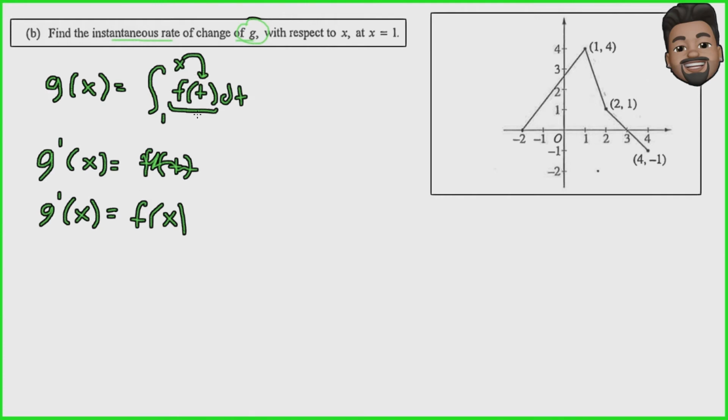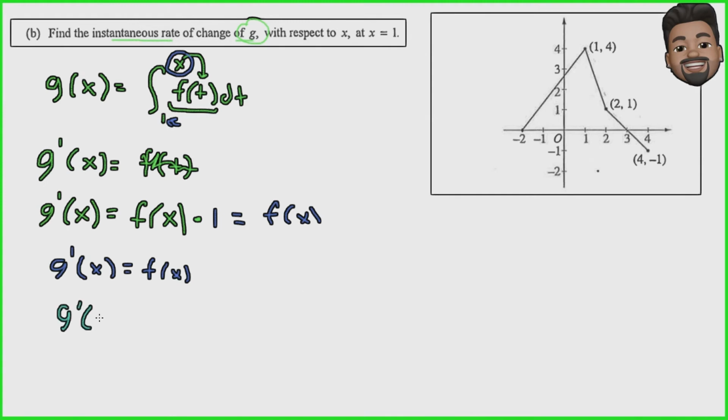So we plug this back in here times, don't forget, the second fundamental theorem of calculus always says that we have to take the derivative of this upper bound. We don't have to worry about this bottom bound because the bottom bound is 1. When we plug in 1, it's just a number, but this is a variable. Well, what's the derivative of x? The derivative of x is 1, so times 1. In this case, because it's a 1, we don't have to worry about it, so it's just f of x. So now we have g prime of x is equal to f of x. Now we can finally plug in 1. We get g prime of 1 is equal to f of 1.